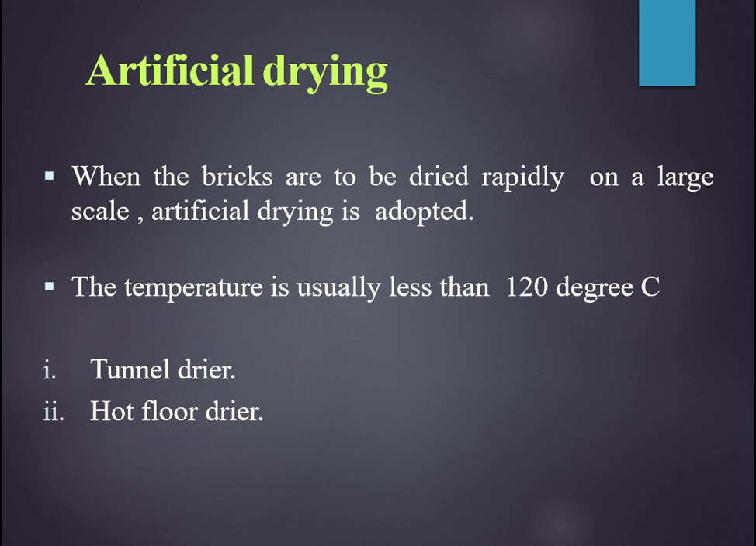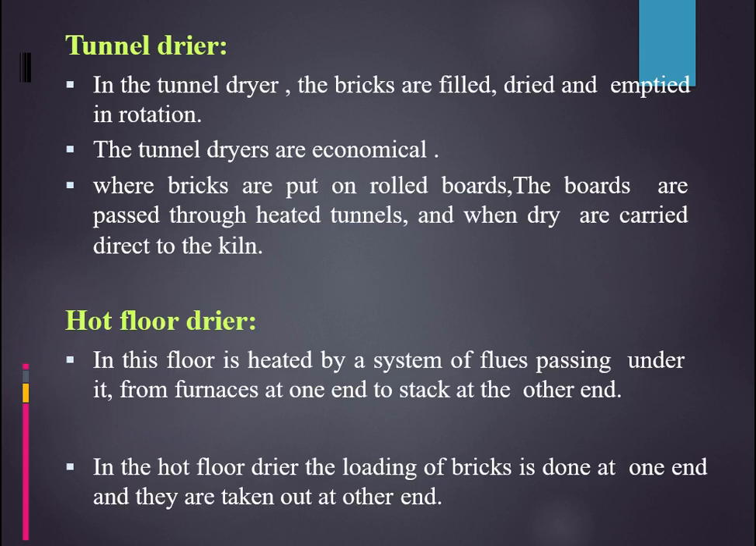So artificial drying can be adopted, and the temperature we supply in artificial drying is less than or equal to 120 degrees centigrade. So it will not exceed 120 degrees centigrade, and we have two types of dryers which can be adopted for artificial drying of bricks. One is tunnel dryer and the other one is hot floor dryer. So, what is a tunnel dryer and what is a hot floor dryer?